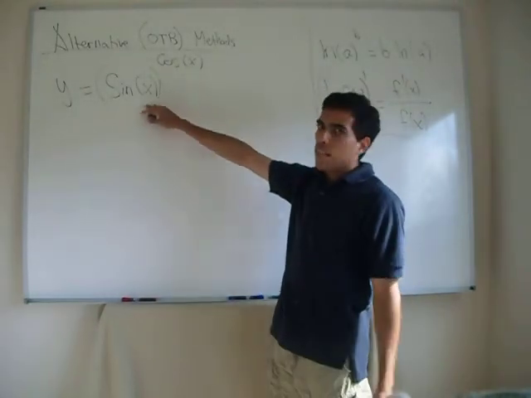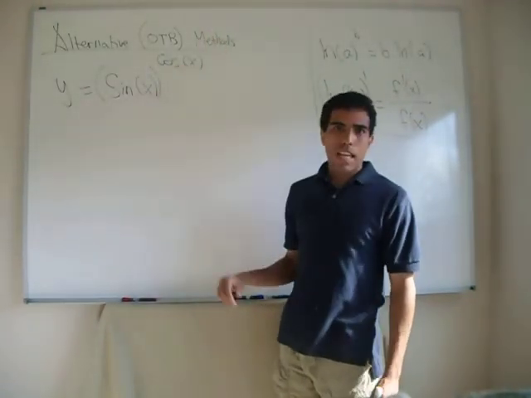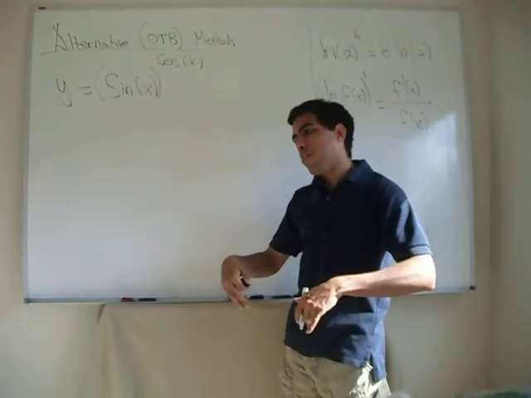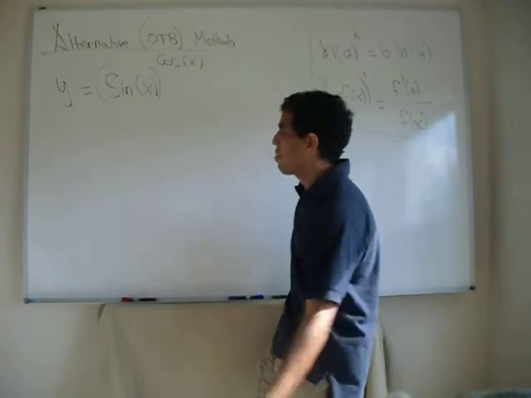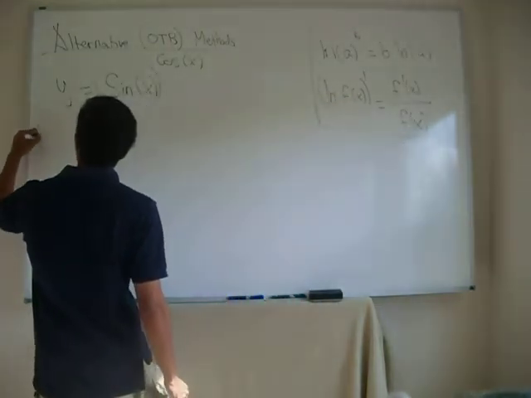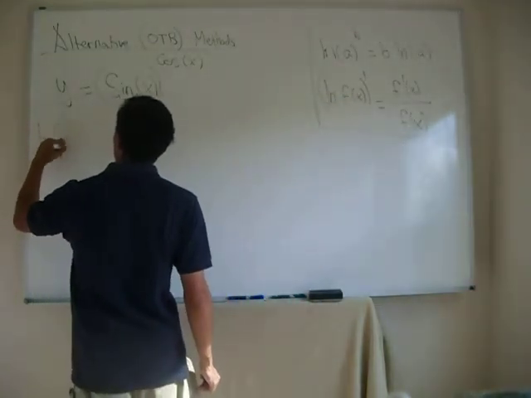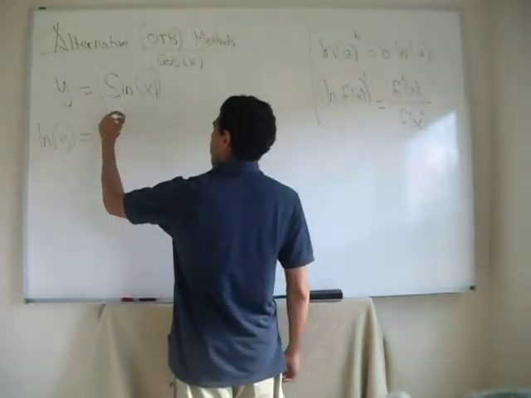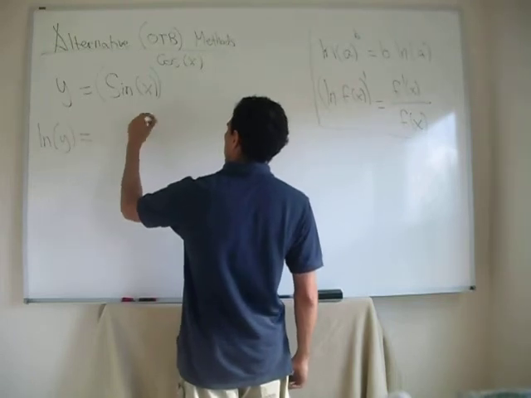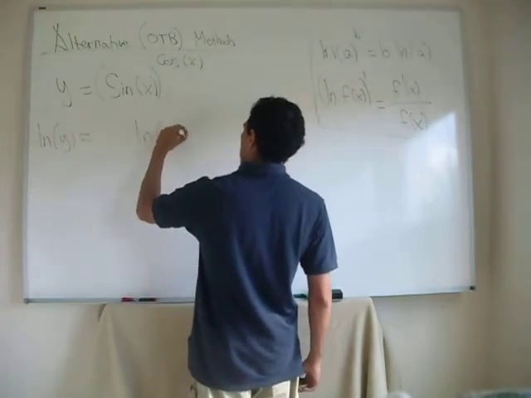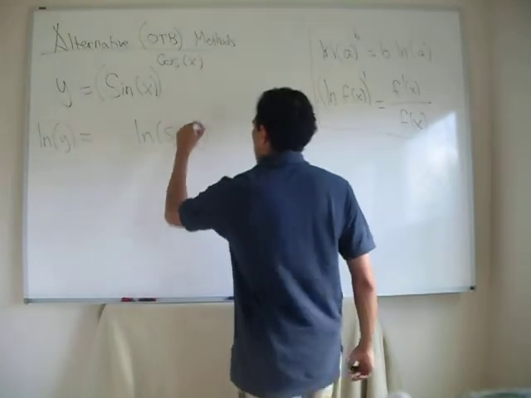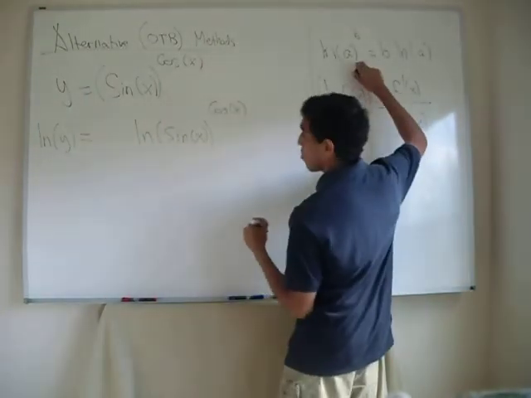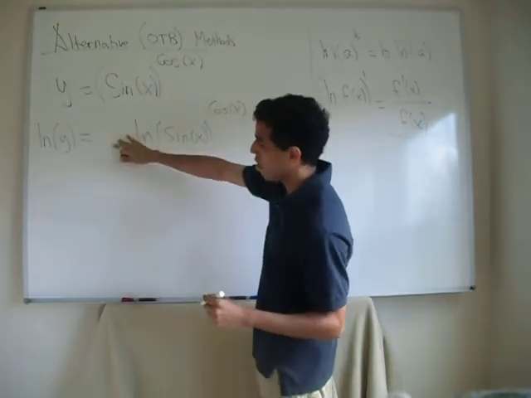Y equals sin x power to cos x. Okay? Nothing scary at all. It's just trigonometry. And now I'm going to apply logarithmic. Okay? So let's do that. Natural logarithmic of y equals natural logarithmic of sin x power to cos x. But according to this property right here, I can put this all the way down here.